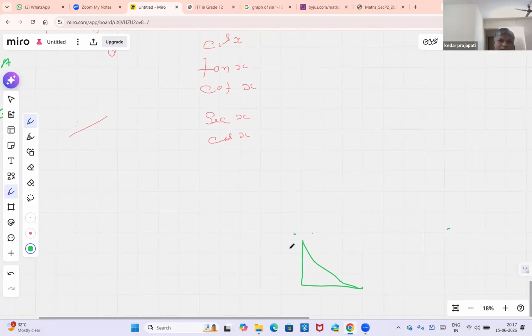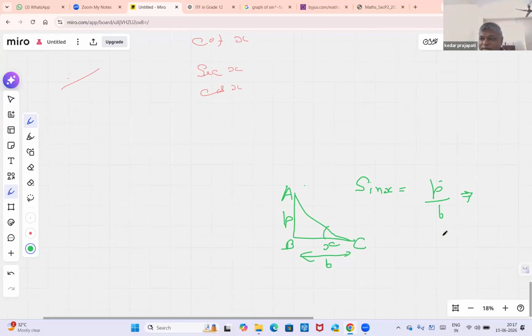So this is my A. This is my B and C. Suppose this is X. This angle is X. So sine X will be how much? This is the perpendicular and this is the base. So sine X will be perpendicular upon base. Clear? Any doubt here? No.